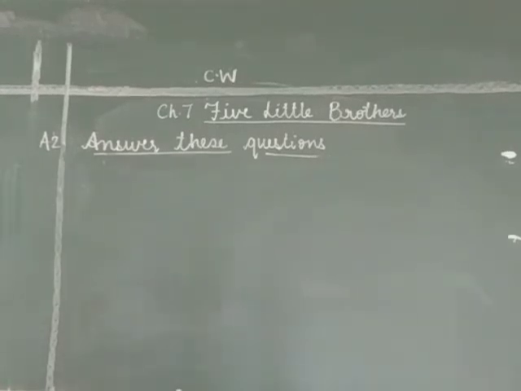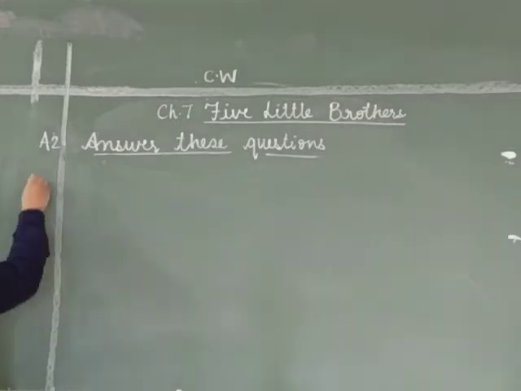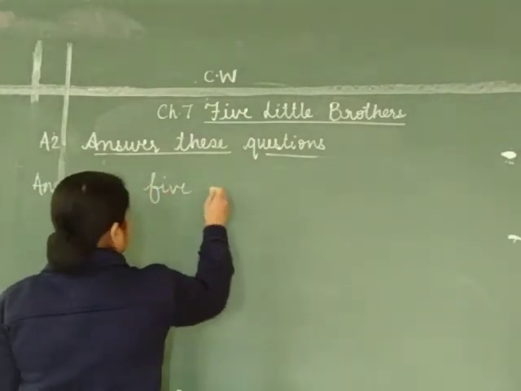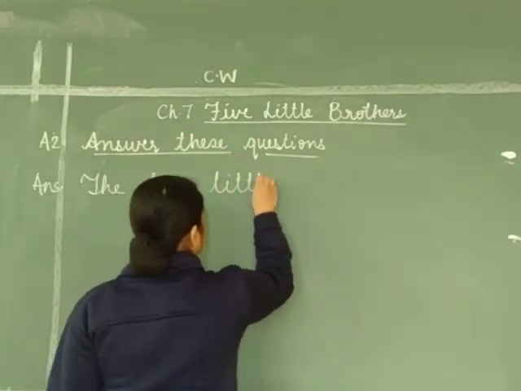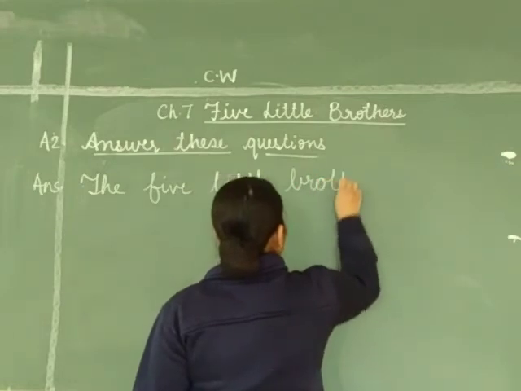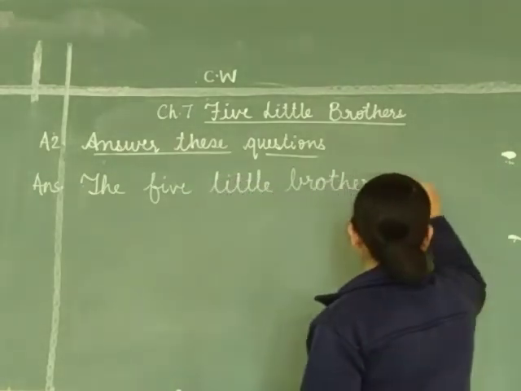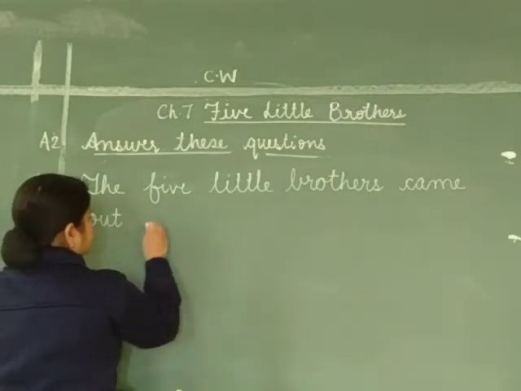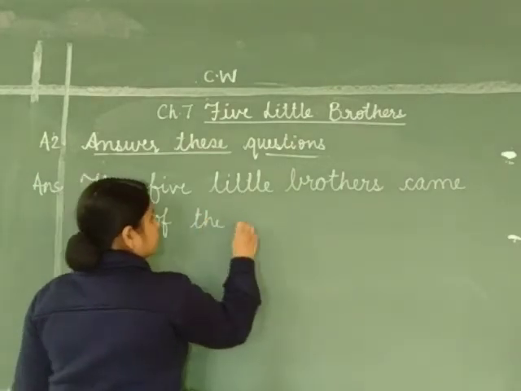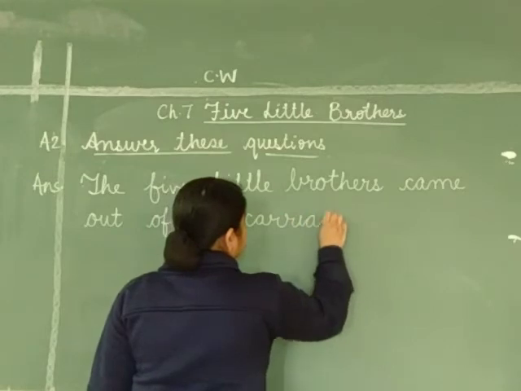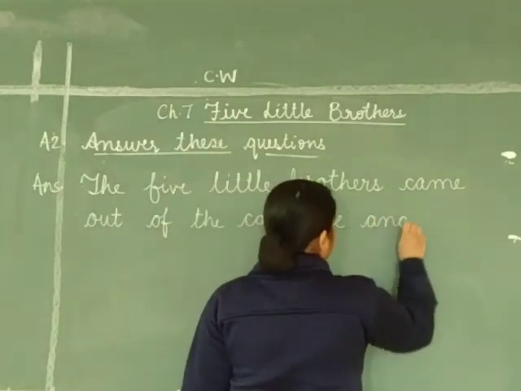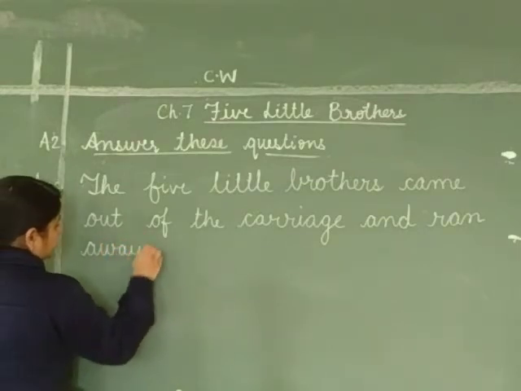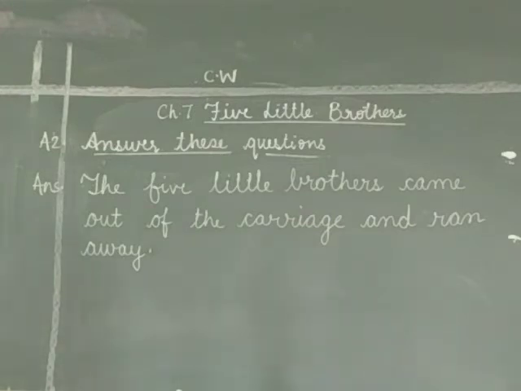Now I'm writing the answer to question number 4. The answer is, the 5 little brothers came out of the carriage and ran away.